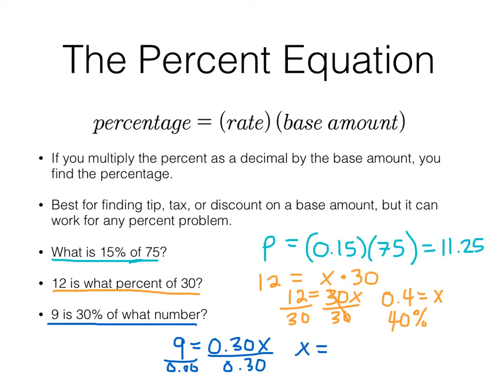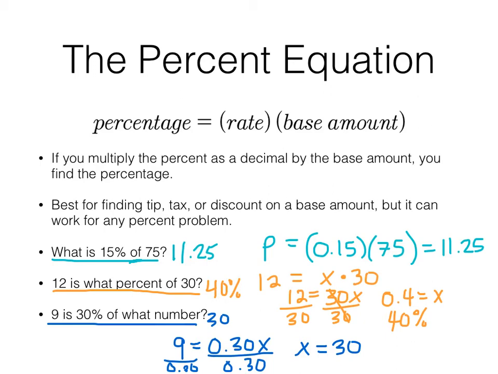So 9 divided by 3/10. So it'd be like 90 over 3. I think that's 30. 9 divided by 0.3, 30. So 9 is 30% of what number? 9 is 30% of 30. So we have our 3 answers, 30 and 40% and 11.25. All right, two more things for us to look at here.